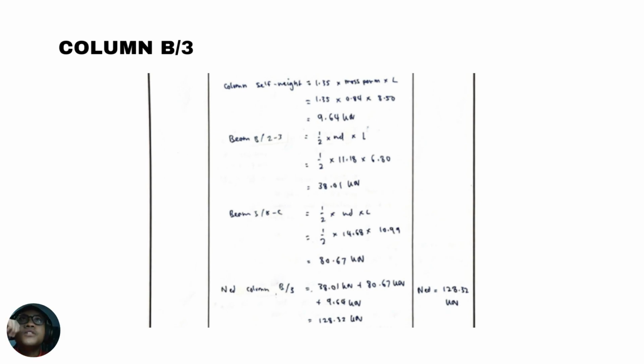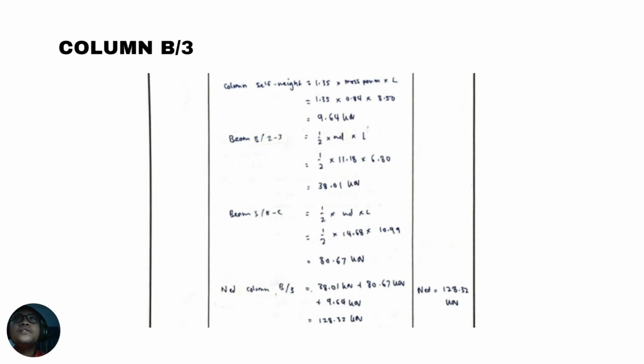Next, we go to the column self-weight. For the column self-weight is 9.64 kN. For the beam B23 is 38.01 kN, and for the beam 3BC is 80.77.